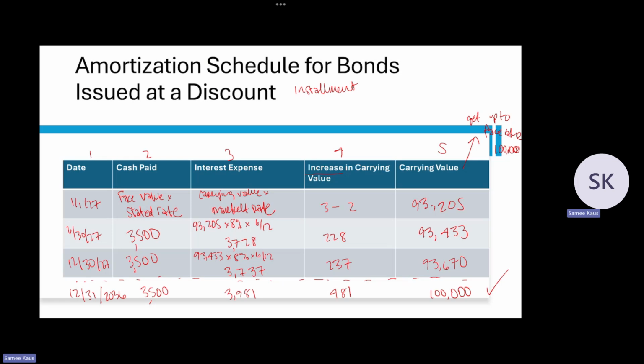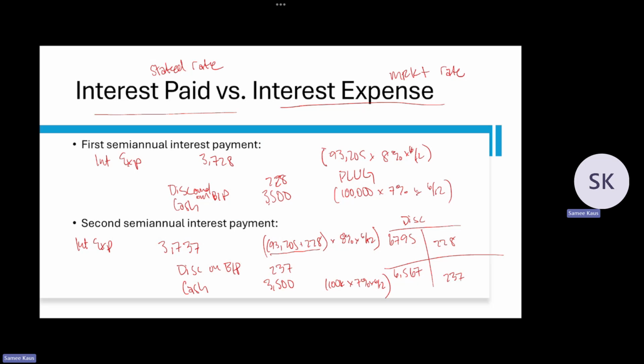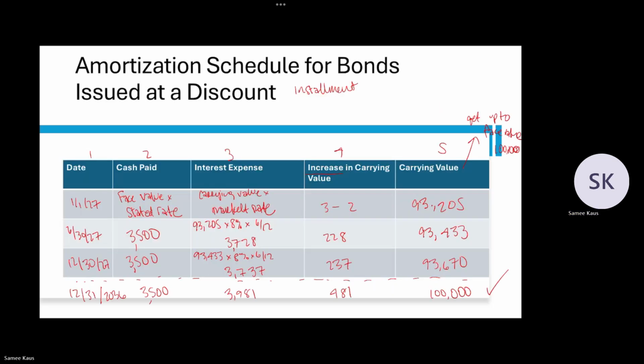So if you can understand the amortization piece, the journal entries just kind of fall through. So the amortization schedule is a lot easier to understand and conceptualize, right? So make sure you can do both, because again, this amortization schedule looks identical to the installment notes payable that we worked on previously. So what's really great about this is that if you can issue a bond at a discount, then you can issue it at a premium.